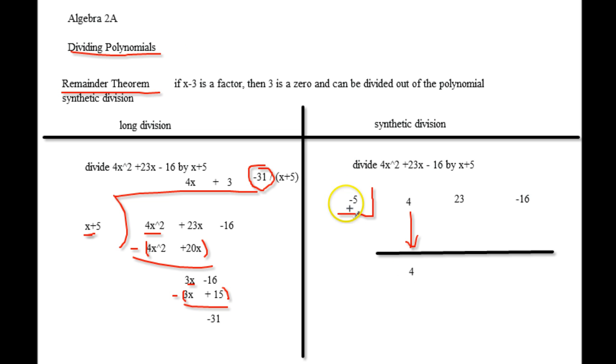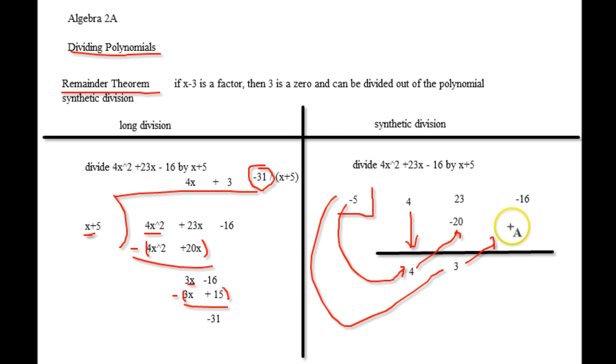Then I multiply it by negative 5 and add it here. So this gets me negative 20. I add them and I get 3. Then I multiply again and I get negative 15, and this gets me my negative 31. When I write out my answer, I start here, but I go one degree less than what was started up here. So if that's an x squared, this starts at x. So this is 4x plus 3 minus 31 divided by x plus 5, and that works out to be the same answer as the long division.